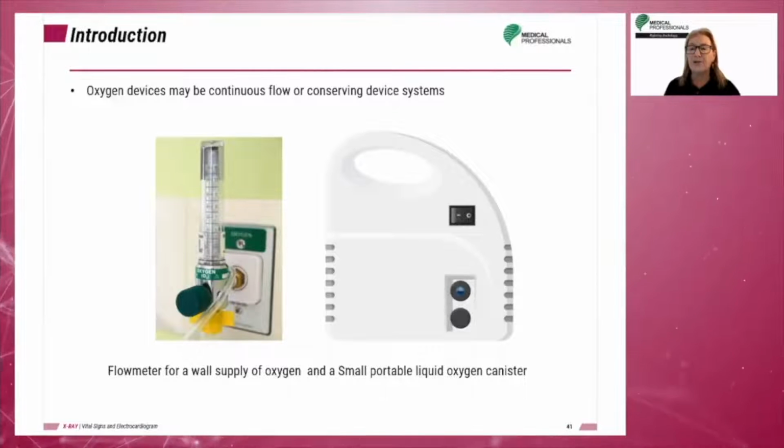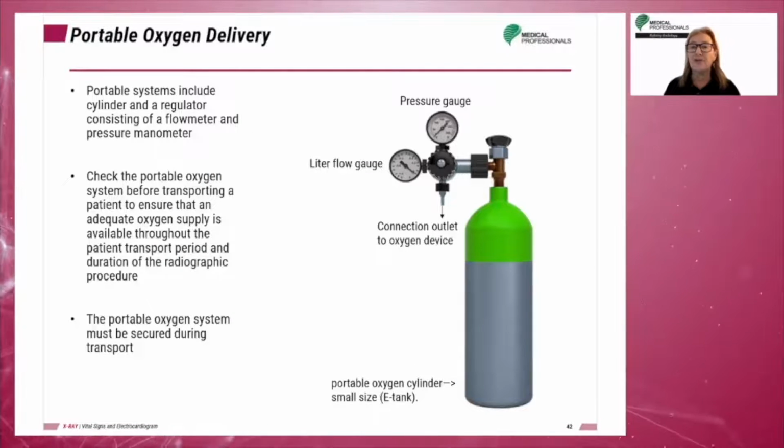As a technologist, you have to know that oxygen devices may be a continuous flow system or a conserving device system. Portable oxygen systems include a cylinder with a regulator consisting of a flow meter and pressure manometer. If oxygen is needed during an MRI procedure, it is important that the entire system be MRI compatible. This means that the entire system must be made of aluminum tanks or cylinders.